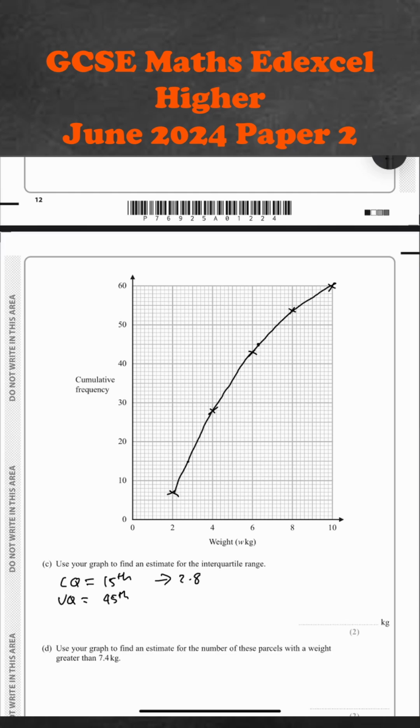So that's going to be 6.15, I think I have it as, if I've read that correctly. No, I haven't. That's between 6.2 and 6.4. So we're going to go with 6.3. So my interquartile range is going to be the distance between the two of them, which I got as 3.5 kilograms. On the mark scheme, it lets you have between 3.4 and 4.